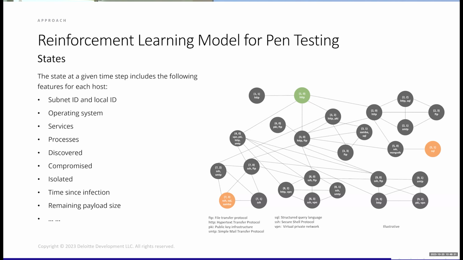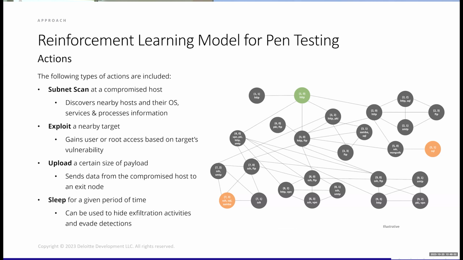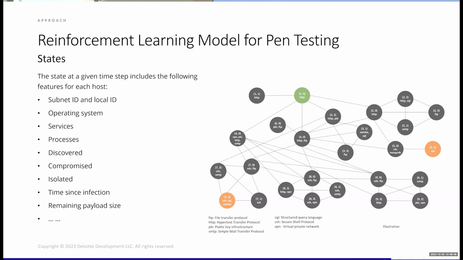And for the states, based on all this information, at any given time the agent needs to know each host's address. It doesn't necessarily need to know the actual IP address. We will just translate that into its subnet ID and local ID. And then we also need to know the operating systems and the services, processes, all those kinds of things for a specific host. And also we have some status checks.